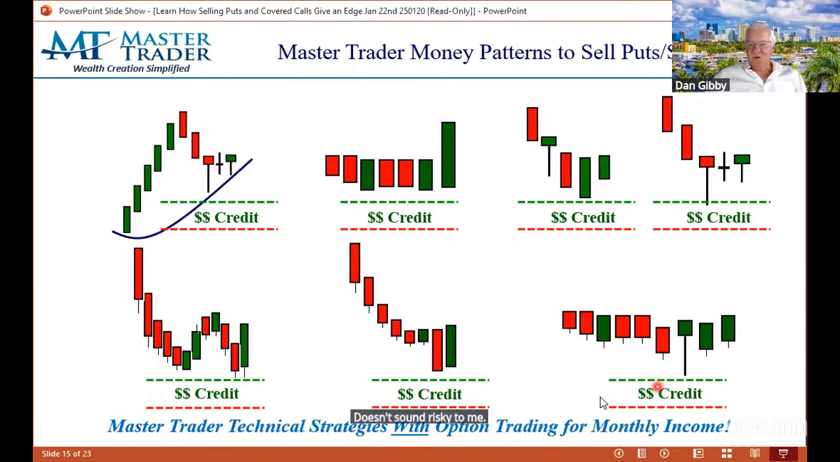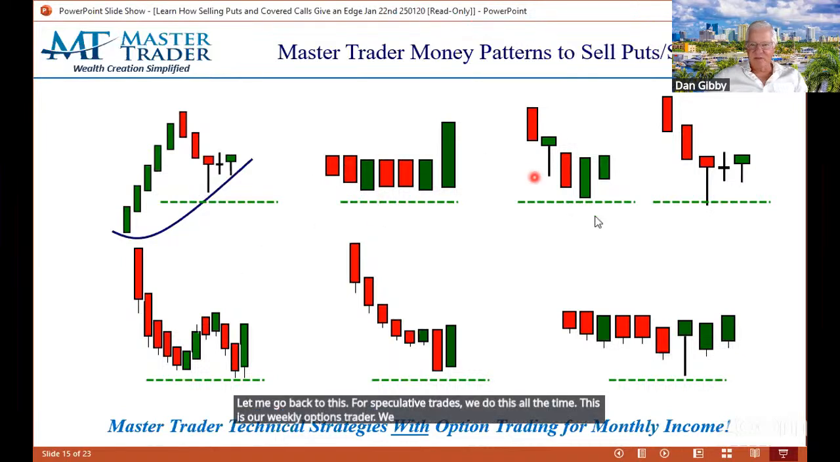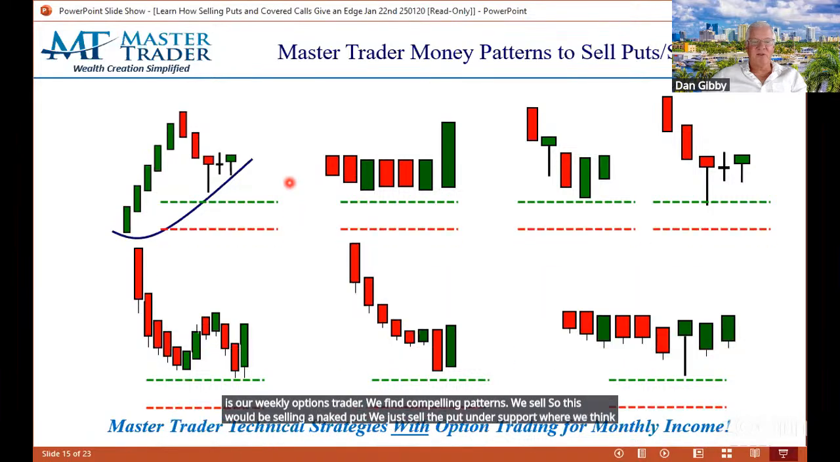These are all just beautiful pictures of examples. Now, again, for speculation, let me go back to this. For speculative trades, we do this all the time. This is our weekly options trader. We find compelling patterns, we sell. So this would be selling a naked put. We just sell the put under support where we think it's not going to go by expiration.